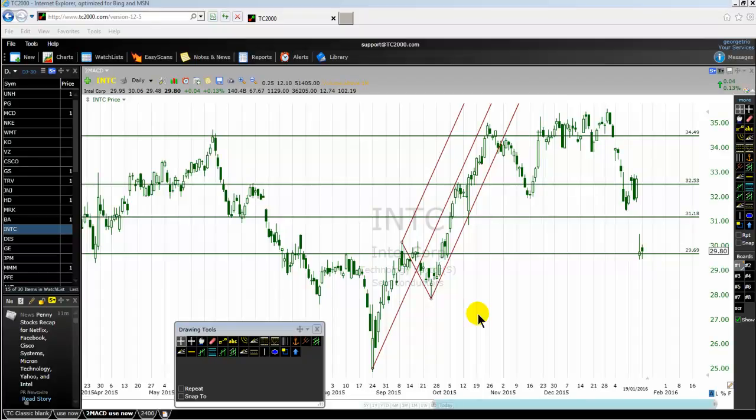How to use the Andrews Pitchfork tool to identify or hot spot a trading zone.